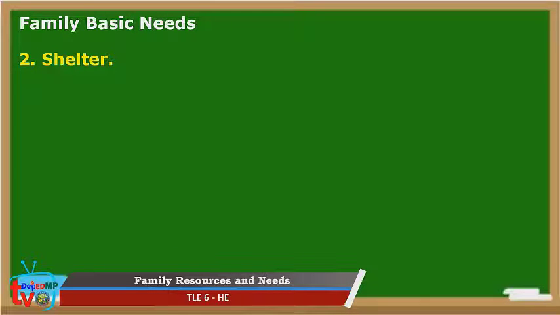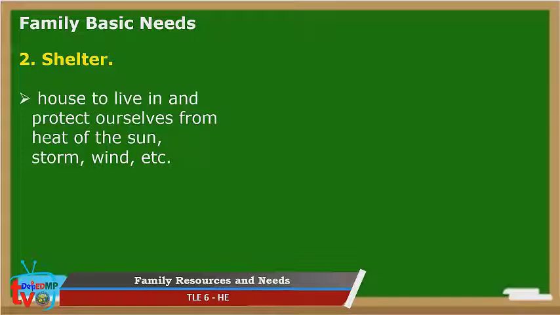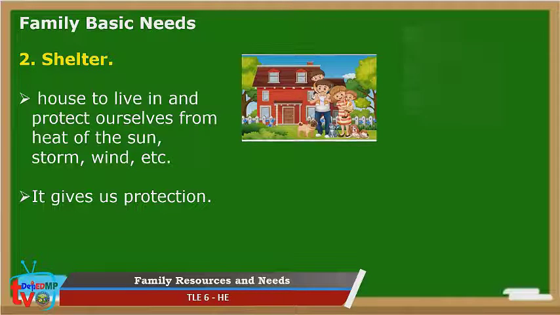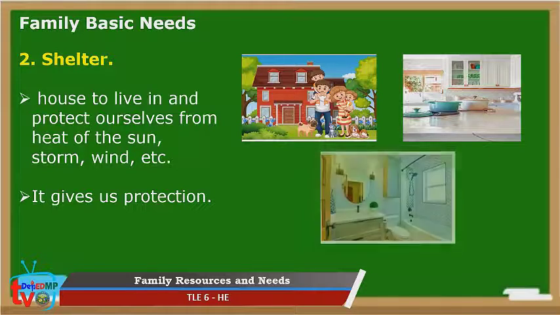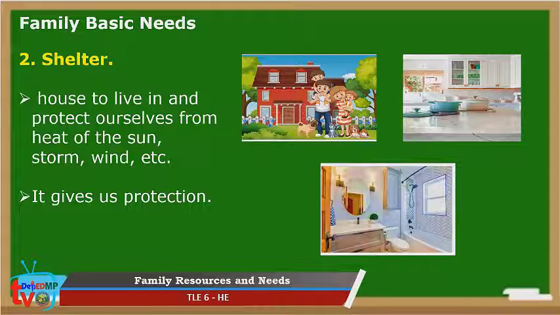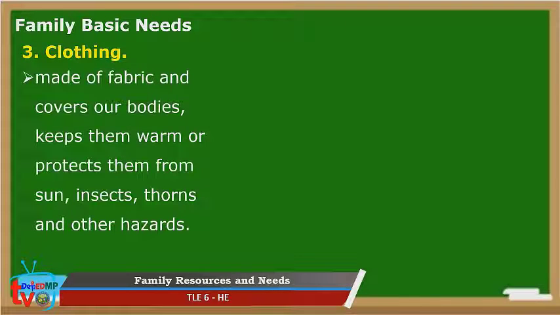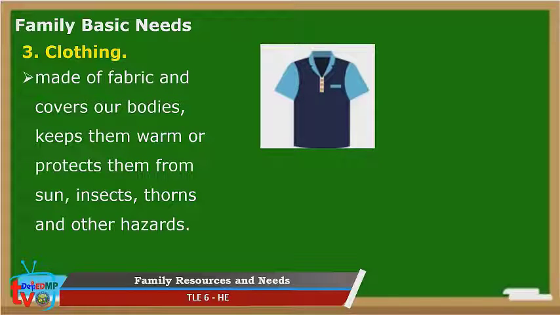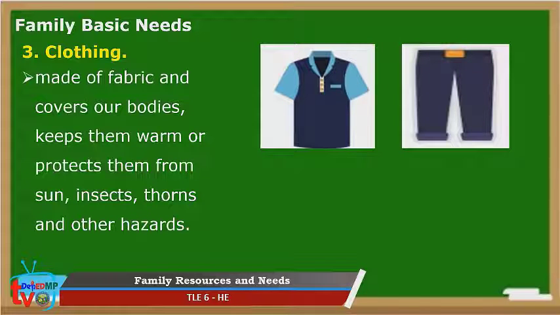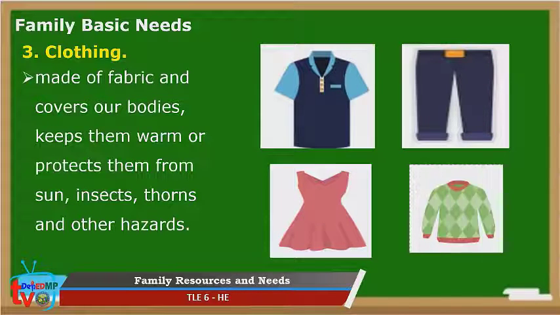Number 2 is shelter. It is the house to live in and protect ourselves from the heat of the sun, storm, wind, and others. It gives us also protection. Okay, this is an example of a house, a kitchen, a bathroom, or a comfort room. Number 3, clothing. Clothing covers our bodies and keeps us warm. Examples, t-shirt or polo shirt, pant, dress, and a sweater.